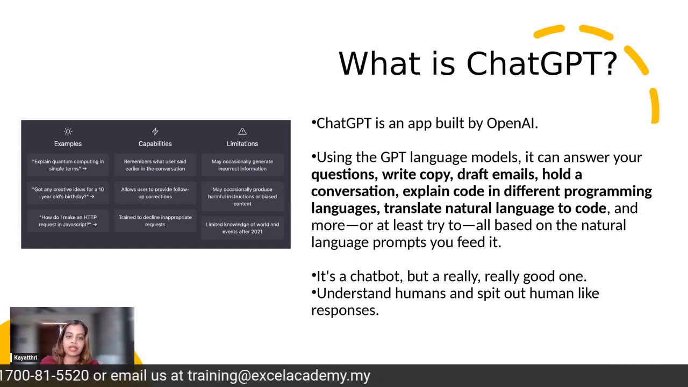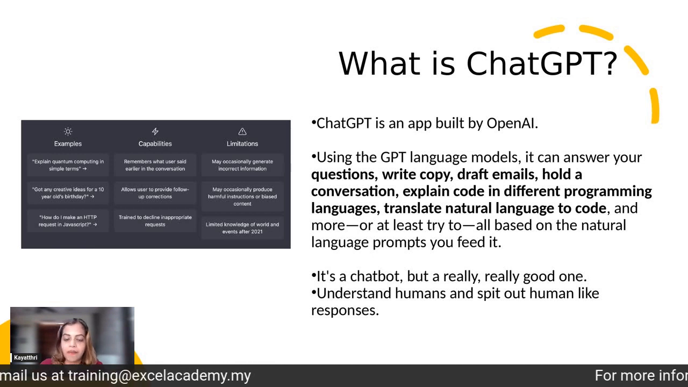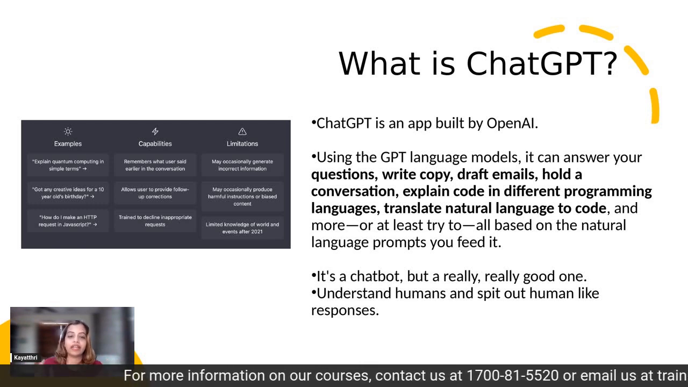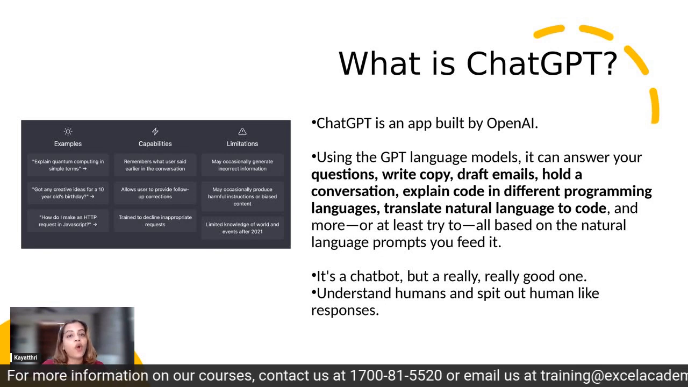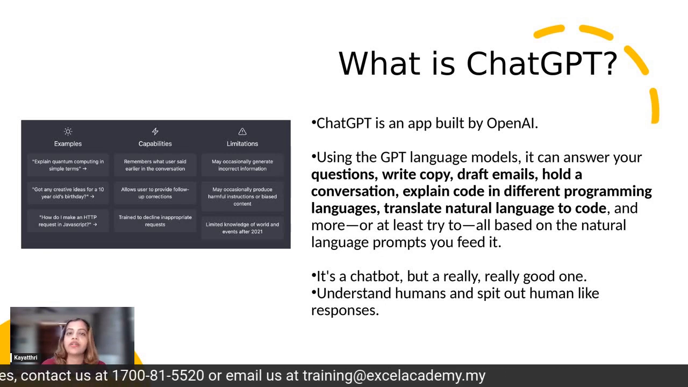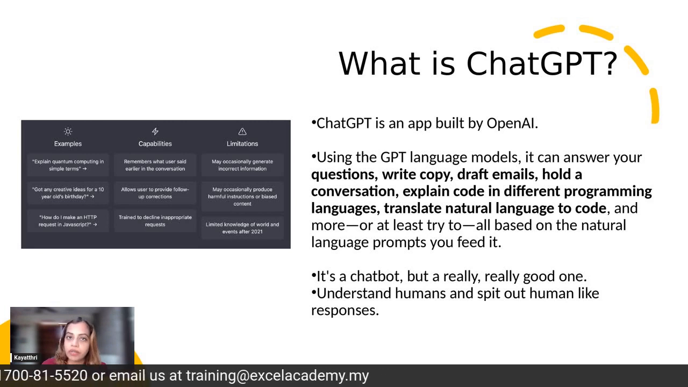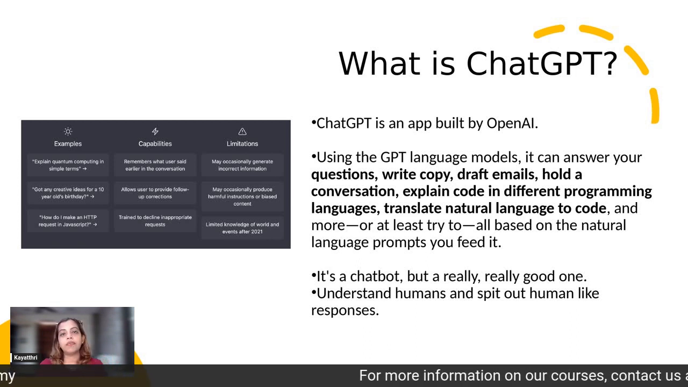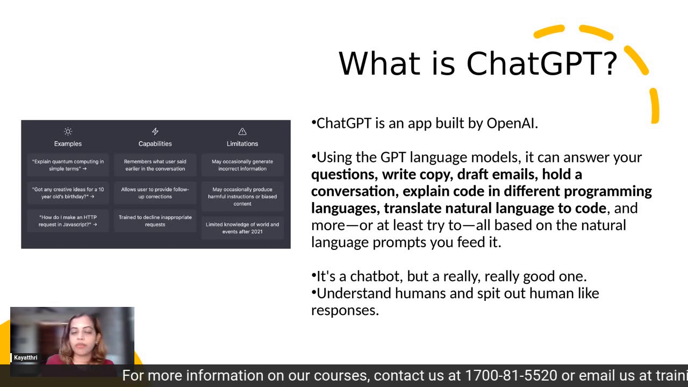This is the company that powered ChatGPT. It's a language model and it answers your questions. Any question that you pop in there, it will answer. It can write copies. Let's say you are doing a business, so you need to have a presence on social media, on a website, on Google, SEO and so on. ChatGPT can help you write copies for your social media posting.